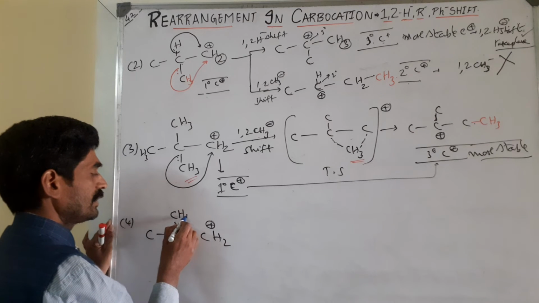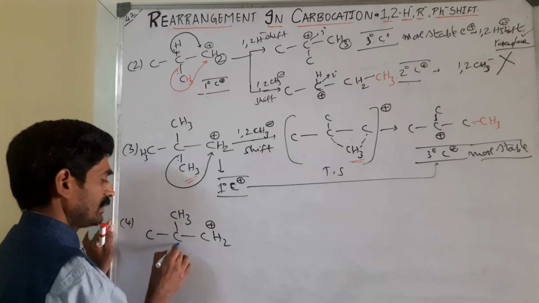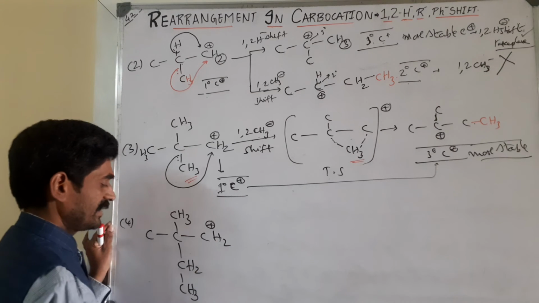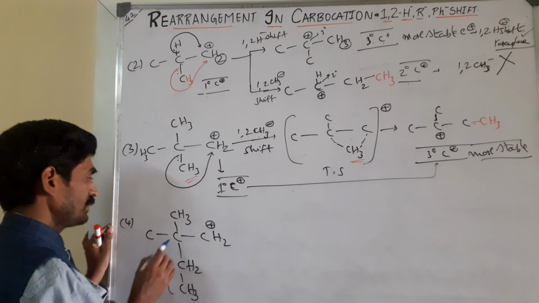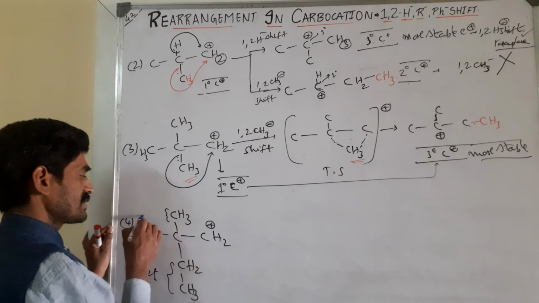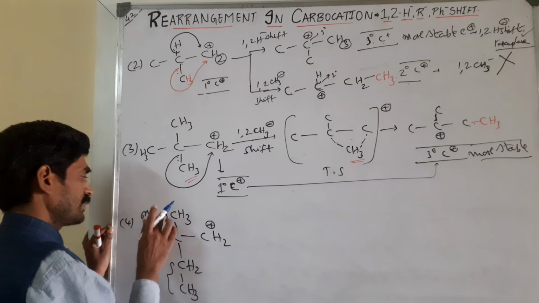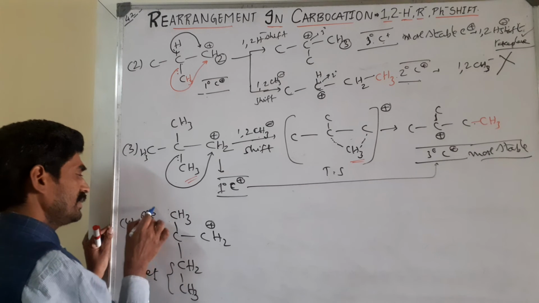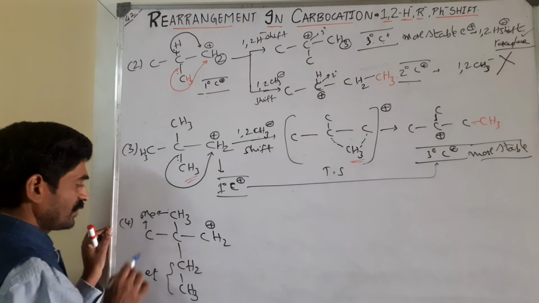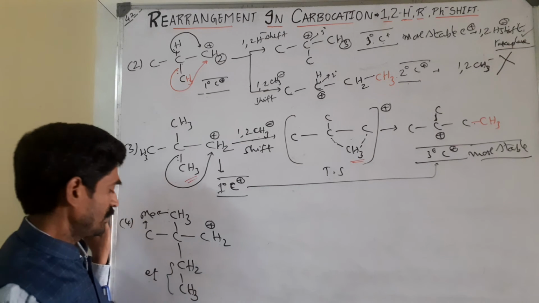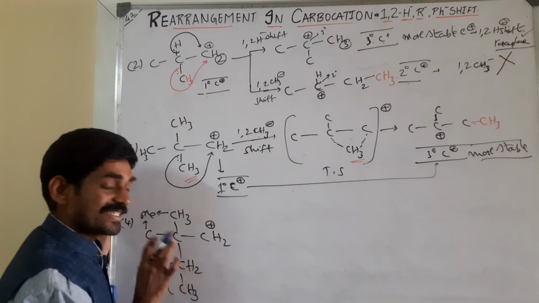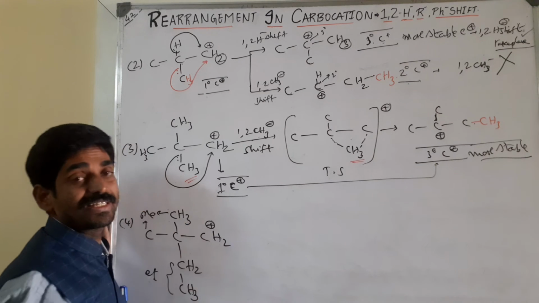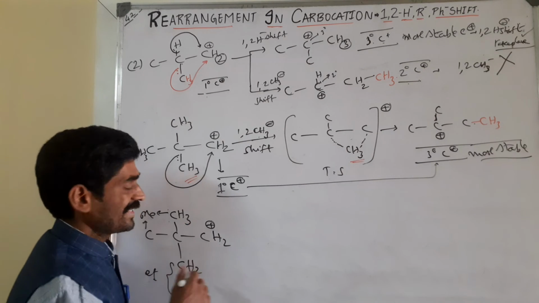And here I am now taking an ethyl group, CH2CH3. Et means ethyl group, and this is a methyl group. This is also a methyl group. These two are methyl groups, and the CH3CH2 ethyl group is there. Then is methyl shifting happening or is ethyl shifting happening? How can you decide? Look here.